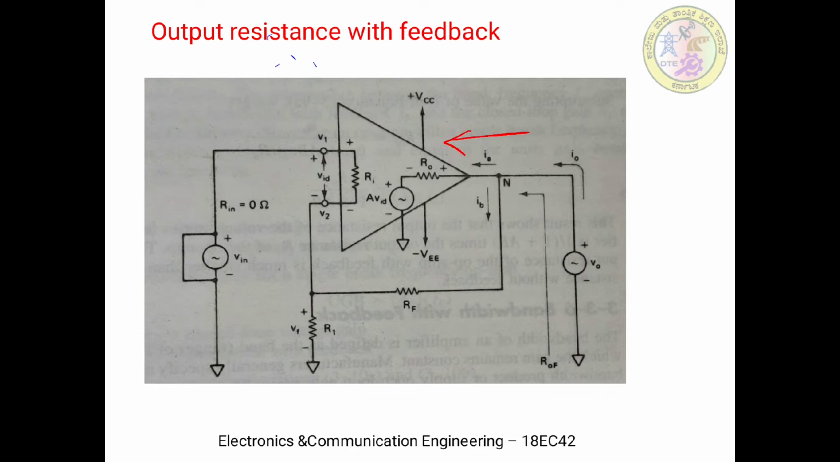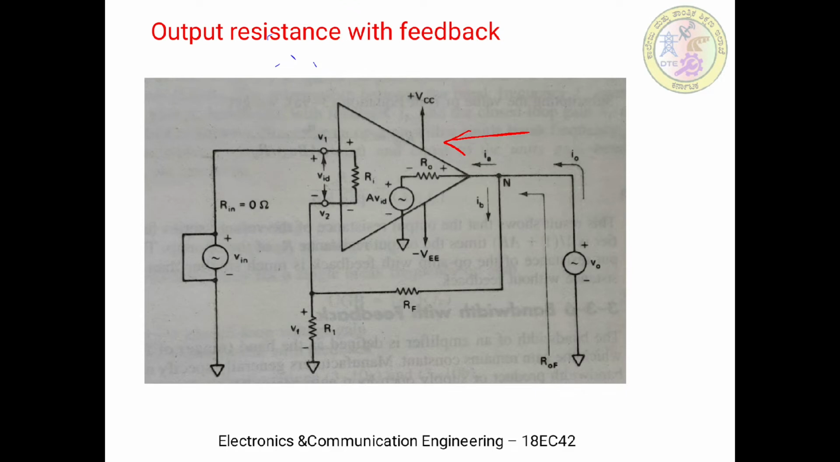Even in the previous feedback module we have discussed the procedure to find output resistance. There we have taken: to find output resistance, make the input source Vs equal to 0 and apply a test voltage, then write a reduced circuit, and finally derive R naught. With respect to this op-amp circuit also the procedure is the same.